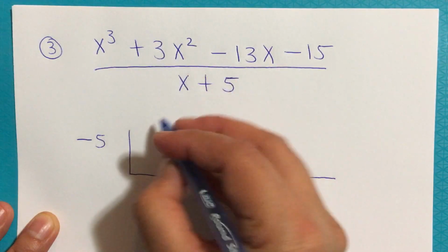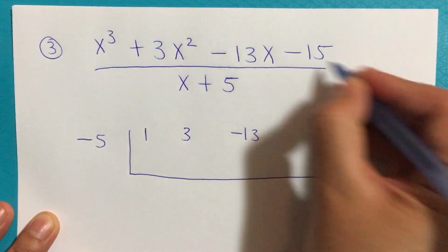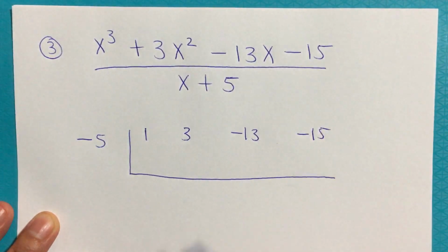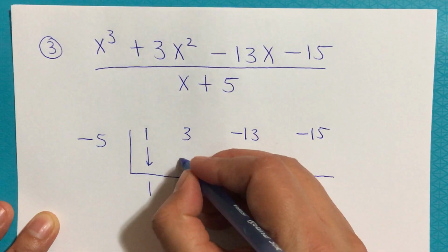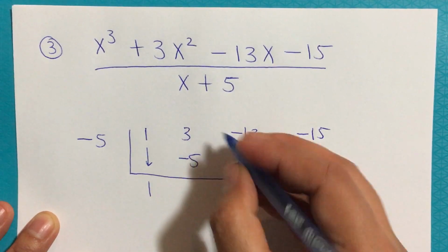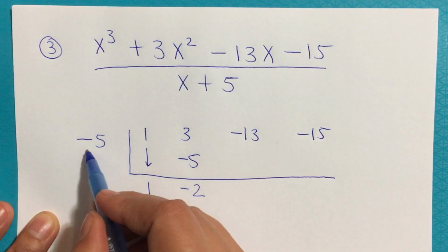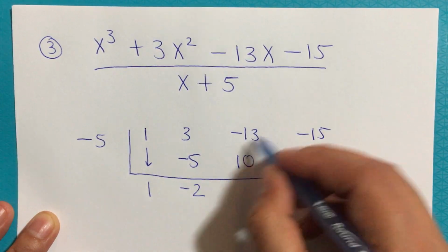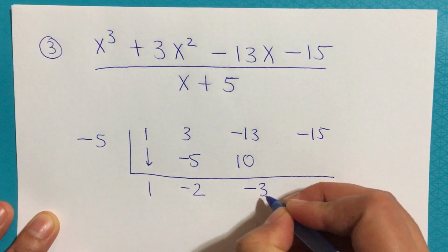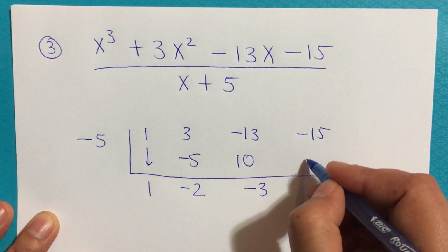We write the coefficients, so 1, 3, negative 13, negative 15. Bring down the 1 and start multiplying. Negative 5 times 1, negative 5. We add them, and 3 minus 5 is negative 2. Negative 5 times negative 2 is positive 10. We add them, and we get negative 3. We multiply negative 5 times negative 3 is positive 15.